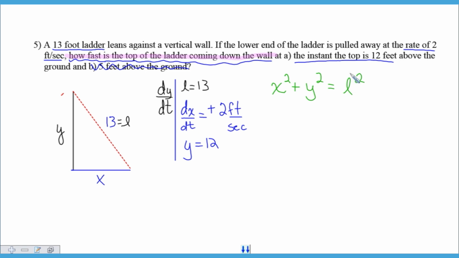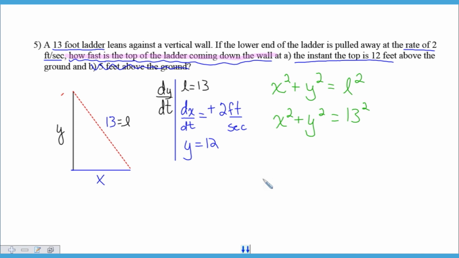And because L never changes, ever, I can actually write L squared plus Y squared is equal to 13 squared, because the ladder length never changes. I can't put anything in for Y or X, because they are varying as the ladder goes down the wall.